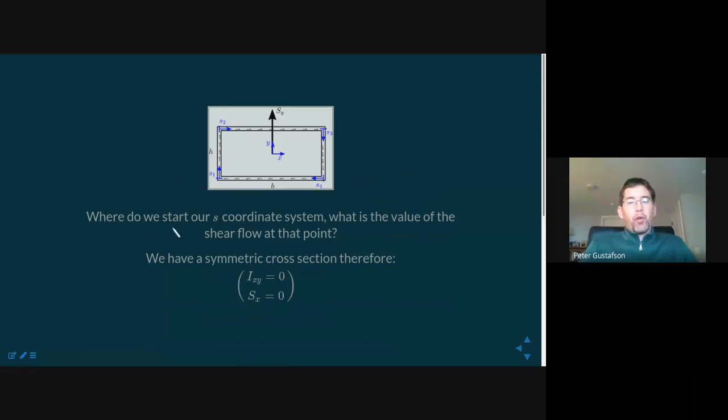So it begs the question, where do we start? And by the way, if we choose a point, do we know what the value of the shear flow is at that point? The answer is, well, not always. But we can calculate it. Okay, so let's go ahead and get started.